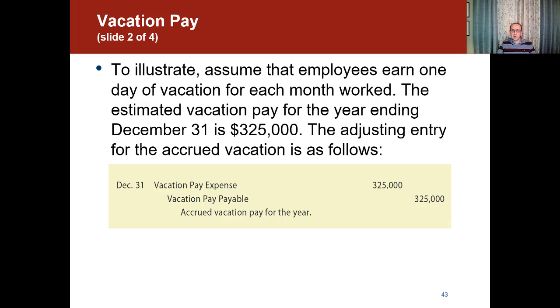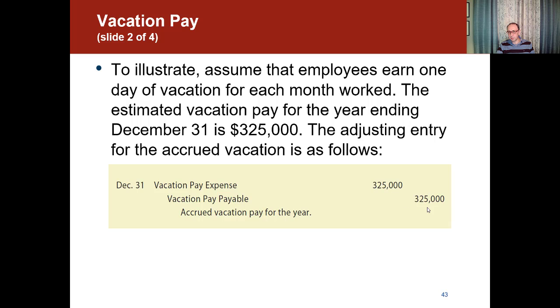Assume that employees earn 1 day of vacation for each month worked. The estimated vacation pay for the year ending December 31st is $325,000. The adjusting entry for the accrued vacation would be simply as follows. We debit vacation pay expense and we credit vacation pay payable.